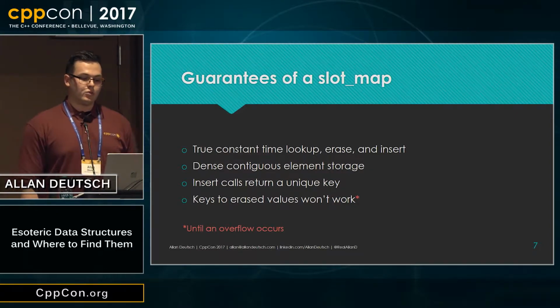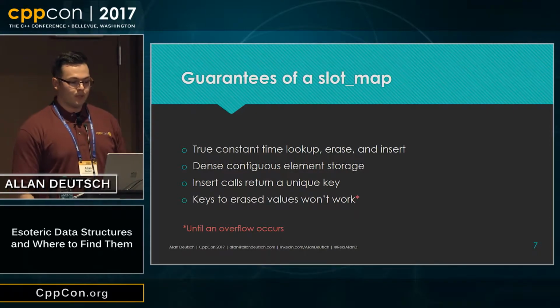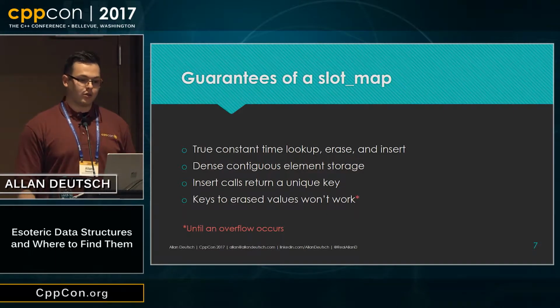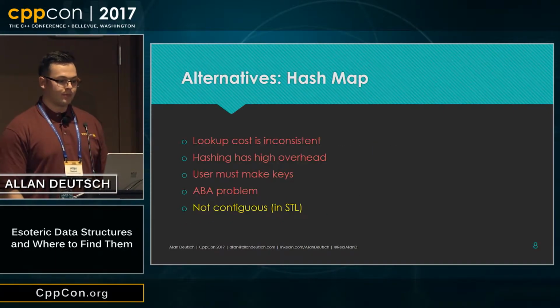So again, very consistent performance. And the keys to erased values won't work until an overflow occurs. That's on the generation counter, so if it wraps around from whatever your max value is back to 0, then you could have ABA problems.